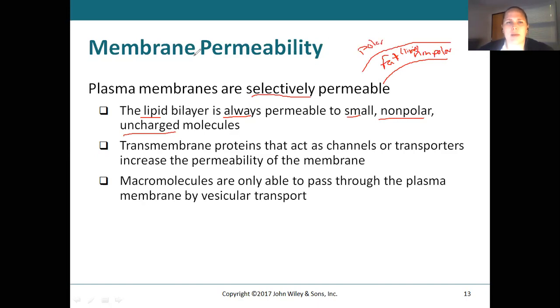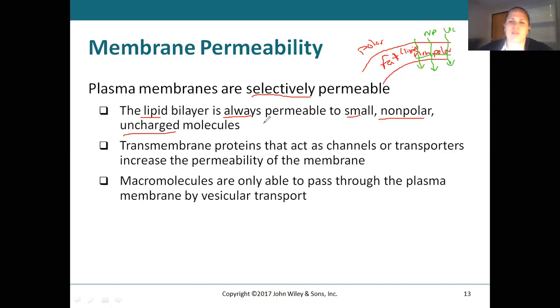So in order for something to pass through the cell, it has to be very, very small. It could just be like a small little dot and sneak its way through. It can be non-polar, and the reason it can get through is because the membrane has those lipids that are also non-polar. It's like, hey, you're non-polar, I'm non-polar too, I can sneak my way through here. And uncharged molecules can also make their way through.